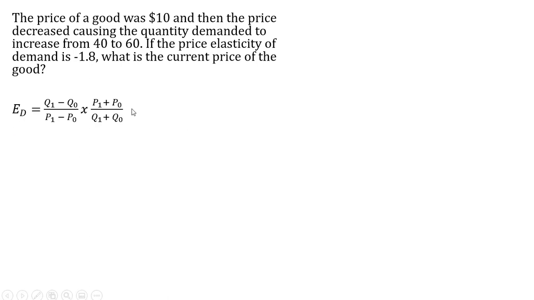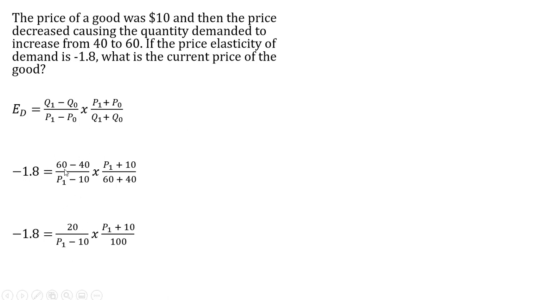So here's our formula, and now we're going to substitute everything we know into this formula. The elasticity of demand on the left-hand side is minus 1.8. The current quantity, Q subscript 1, is 60. The original quantity, Q subscript 0, is 40. The initial price, $10. And just making the rest of the substitutions into the formula, we have the following. Now we're going to solve this formula for P subscript 1, the current price.